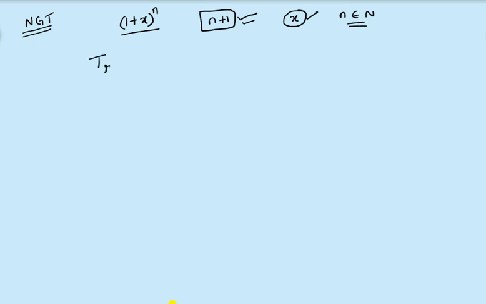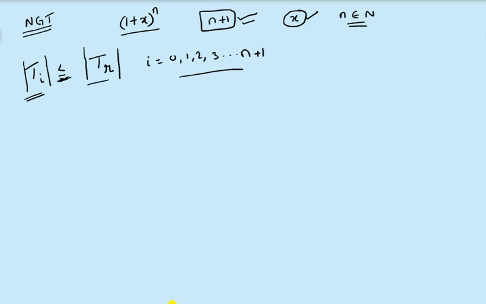We are saying the rth term is the numerically greatest term, which means that term is always greater than or equal to all Ti. That means for i equals 0, 1, 2, 3 and so on up to n + 1, Ti is always less than or equal to Tr. Then we can say the rth term is the numerically greatest term in the binomial expansion of (1 + x)^n when n is a positive integer.